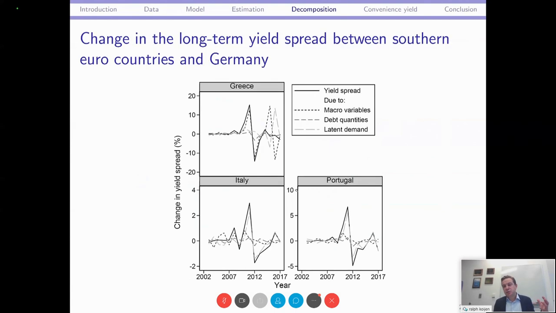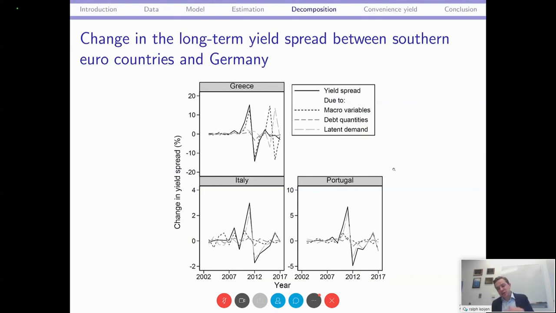Now, if we look at the yield spread and the dynamics of yields during the European sovereign debt crisis, we think a really interesting picture emerges. What you see over here, top left is Greece, then it's Italy, and then here you have Portugal. The solid line is the change in the yield spread. So the yield spread jumps up by something around 15% and then comes back down, and then there's not much of a change thereafter. Now, how does the model interpret this change in the yield spread? In the model, we can explain this almost entirely by the smaller dashed line, which are macro variables. And so to understand the spread between Greek yields and German yields, we don't need to rely on demand shocks. We can explain it with macro fundamentals.